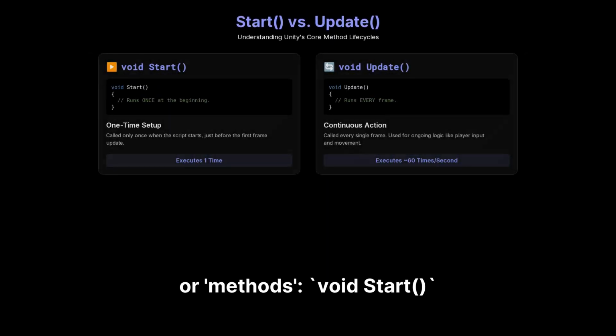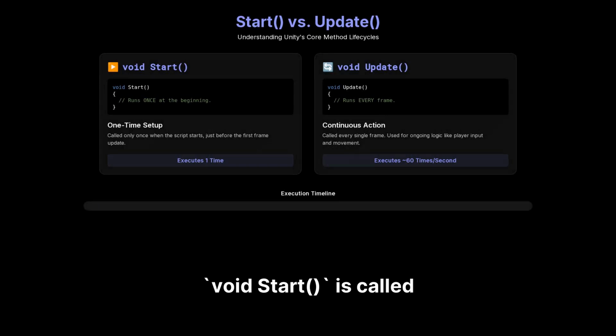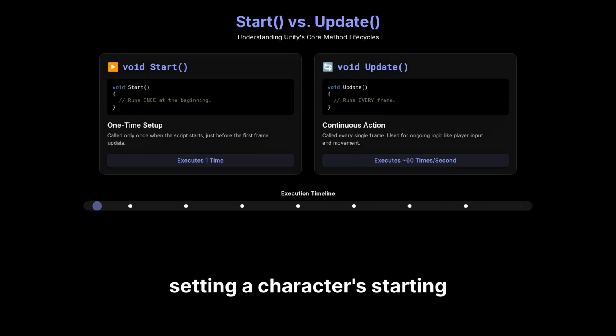Inside this class, you'll see 2 main functions or methods, void Start and void Update. Void Start is called once and only once, right when you hit the play button. Think of it like a character's opening line in a play. You use this for one-time setup tasks, like setting a character's starting health or position. Void Update, on the other hand, is called over and over and over again, once for every single frame your game is running.